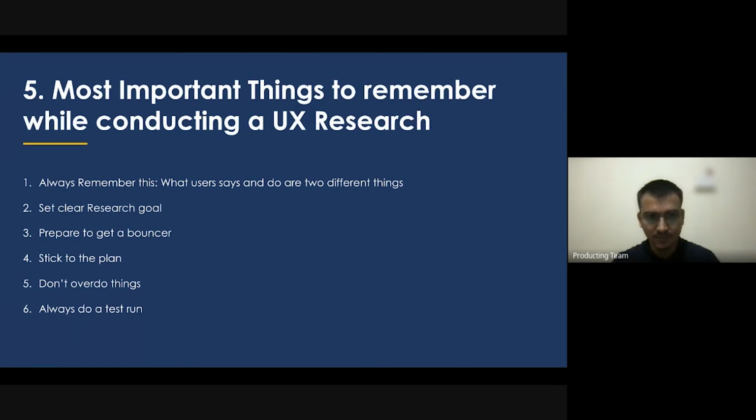Okay, so these are the 6 most important things we should always do while doing user research.